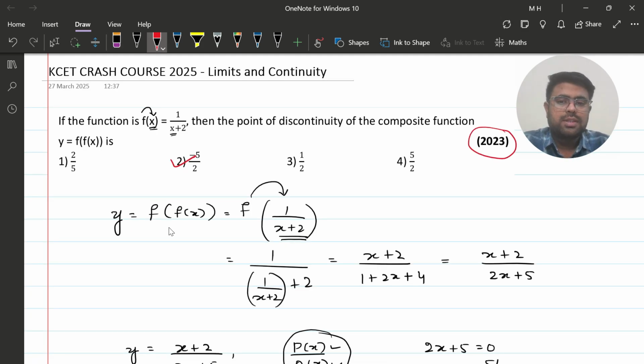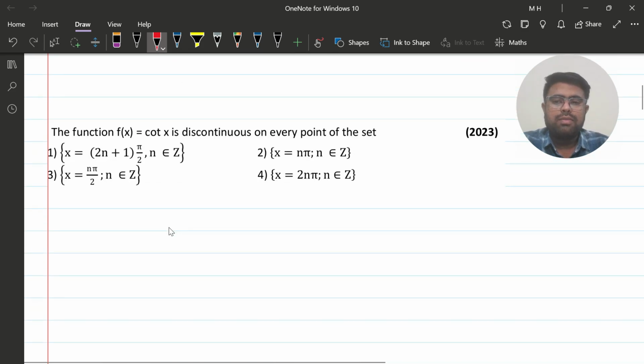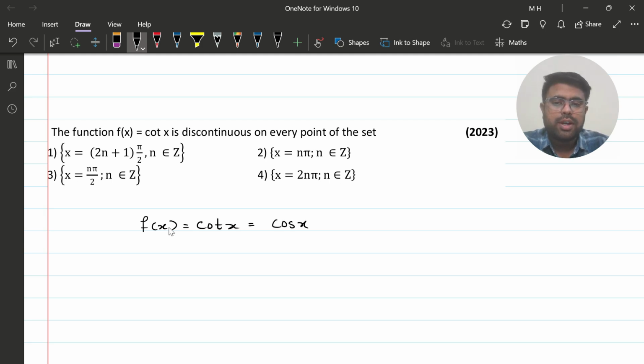Okay, in this the denominator should not be 0. That was the criteria. Again, if you look at this function, that is f of x is equal to cot x. F of x, can I write this down as cos x divided by sin x? Yes. So our criteria again here is sin x should not be equal to 0. If sin x is equal to 0, then the function is going to be discontinuous.